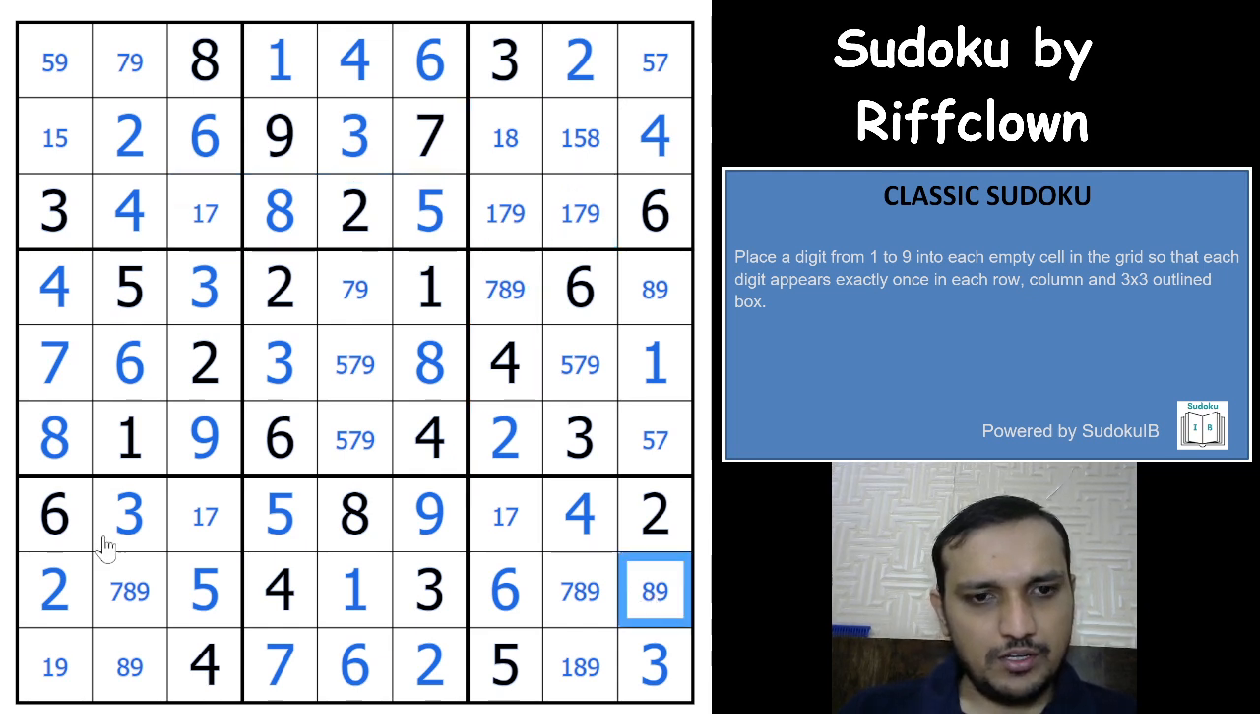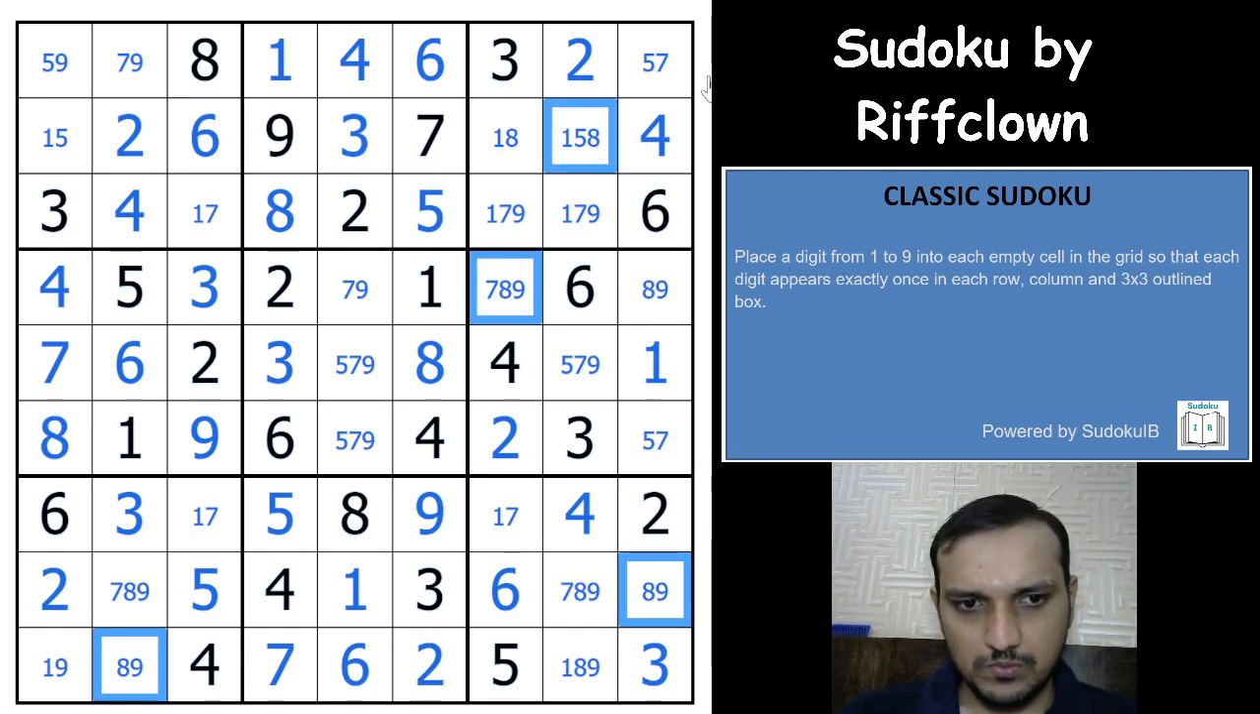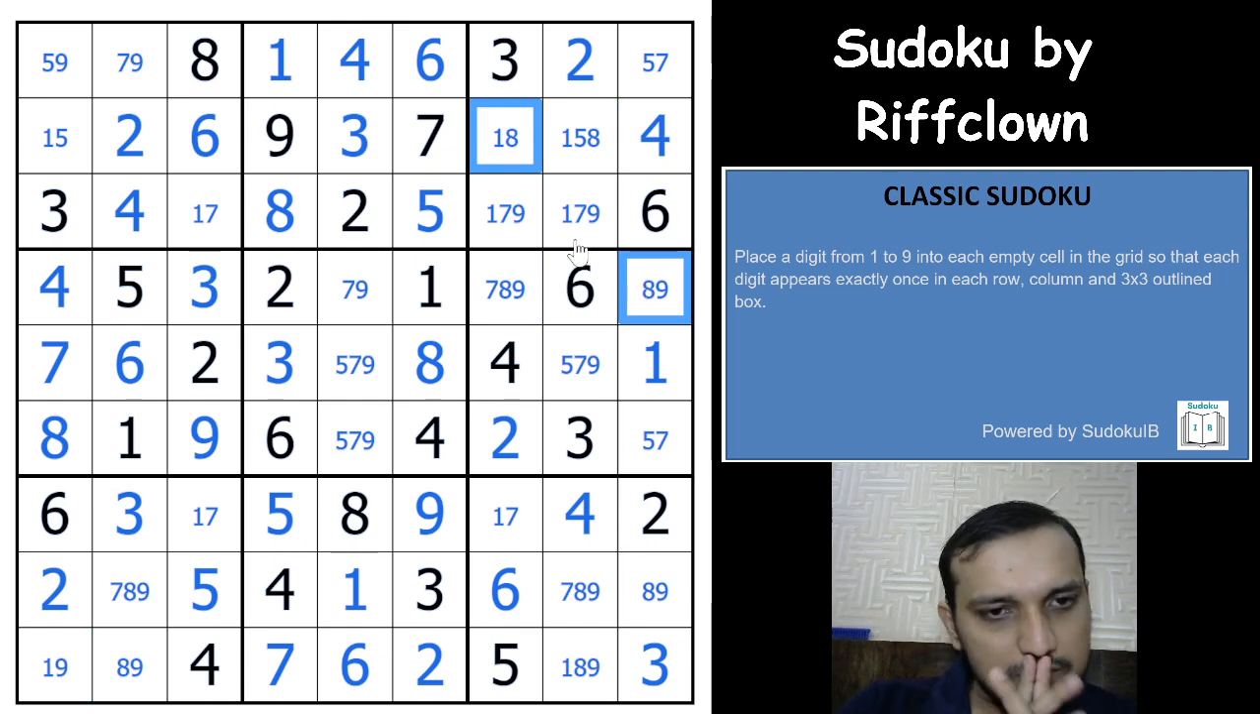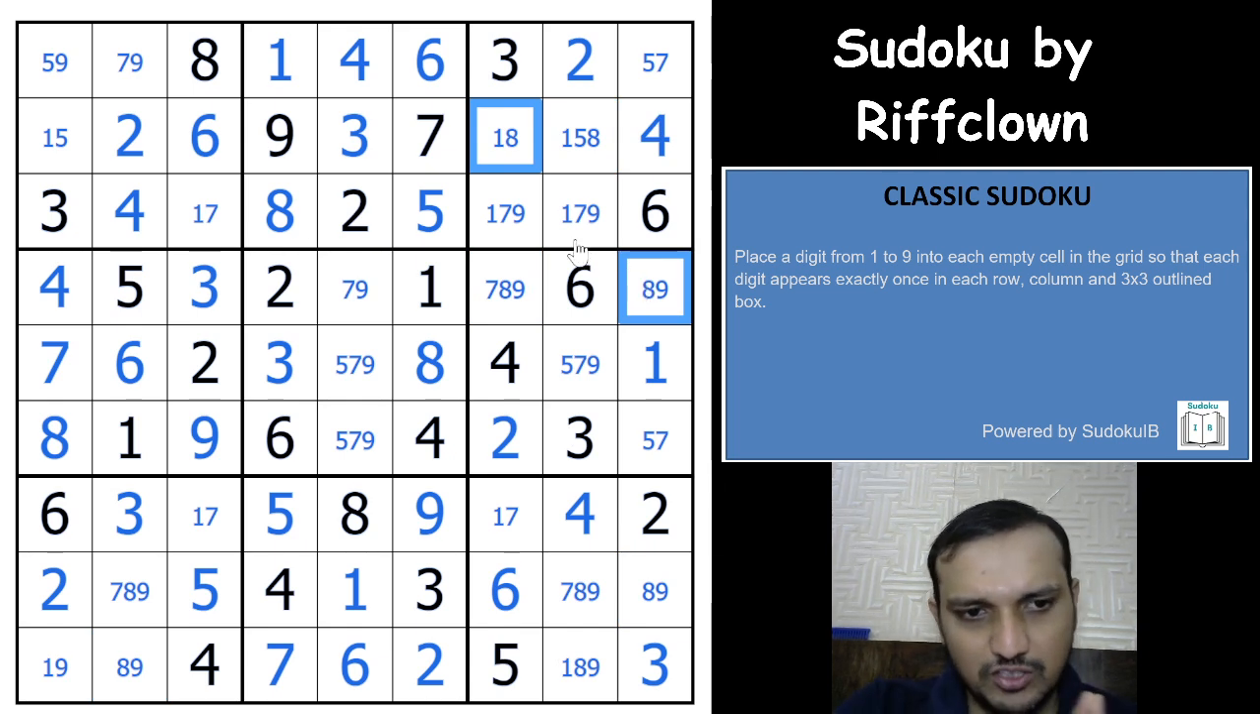If you have an 8 here, you have an 8 here, you have an 8 here and an 8 here. If you have an 8 here, this would have to be an 8, this would have to be an 8. No, come on. There's something else we need to. Skyscraper logic maybe.